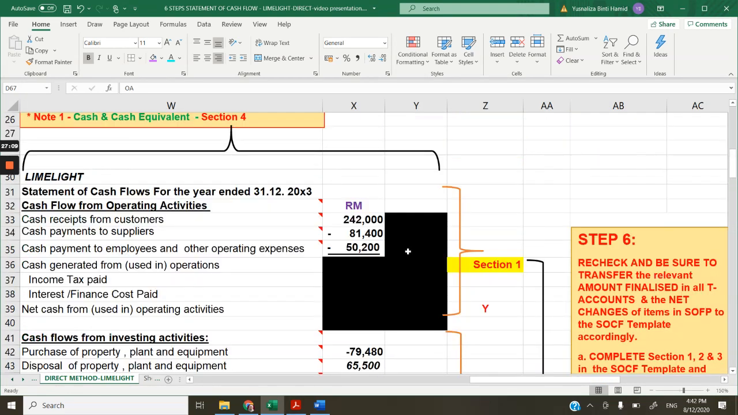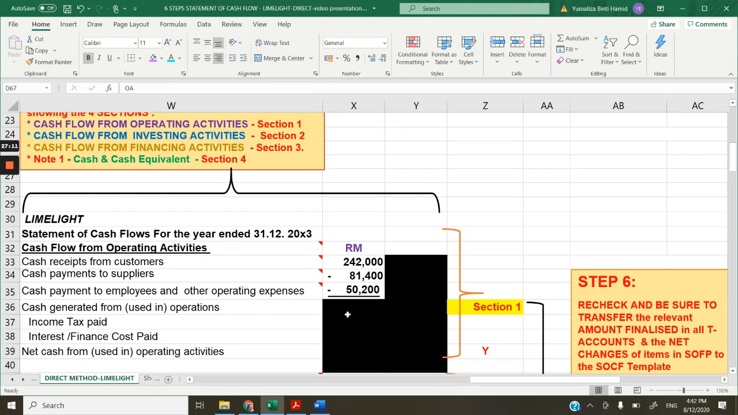Okay. So these are the things. So you have to put the total correctly.